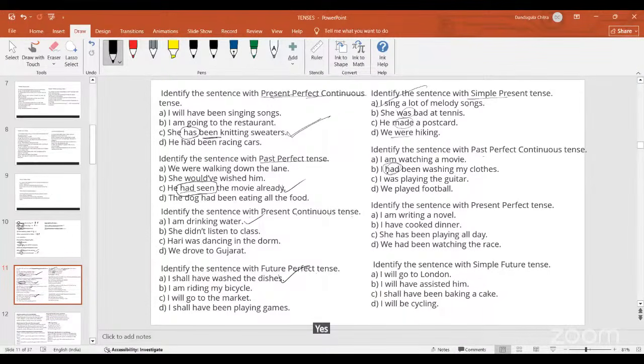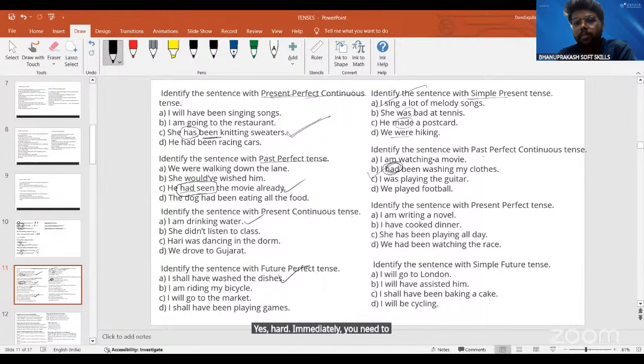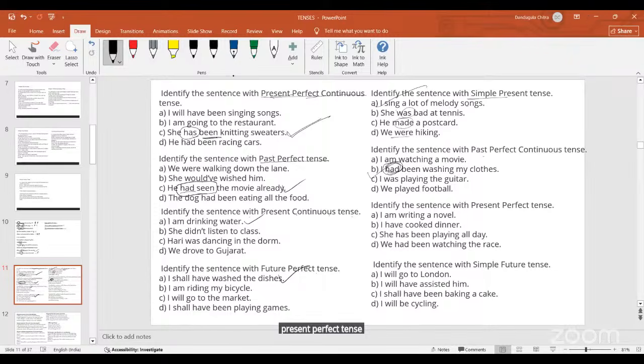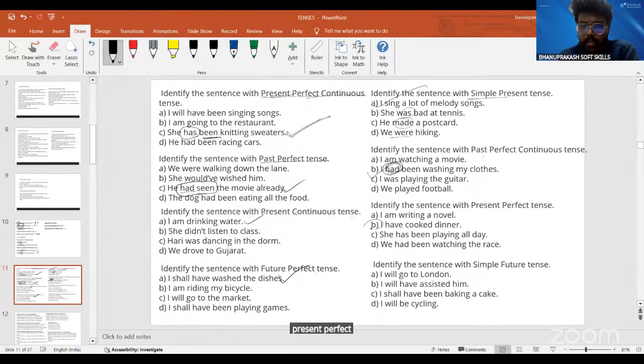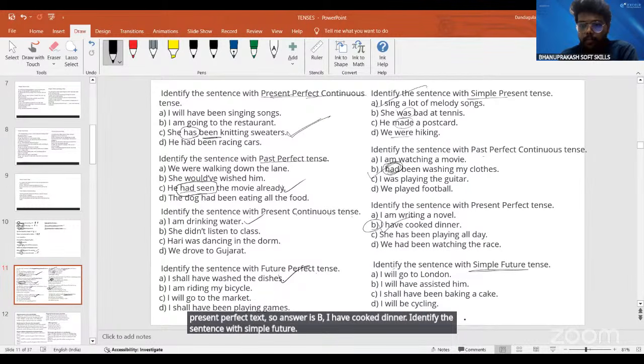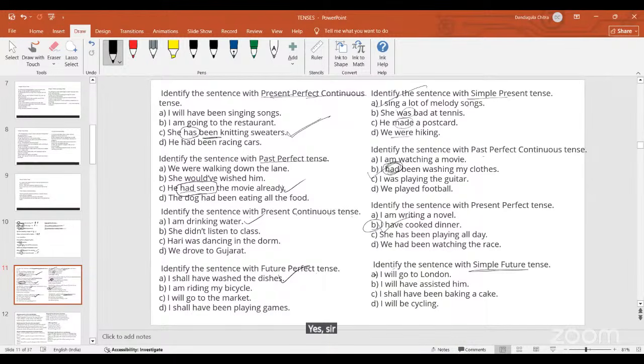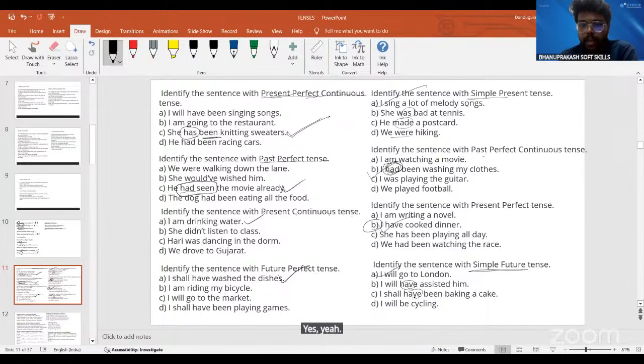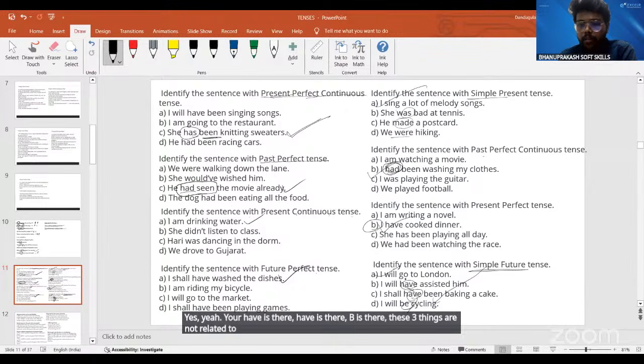Yes, had. Immediately you need to see the word had. So B. Present perfect tense. B, sir. Present perfect tense. So the answer is B. I have cooked dinner. Identify the sentence with simple future. A, sir. Yes, A. Here have is there, be is there. These three things are not related to simple. So simply, I will go to London is the right answer.